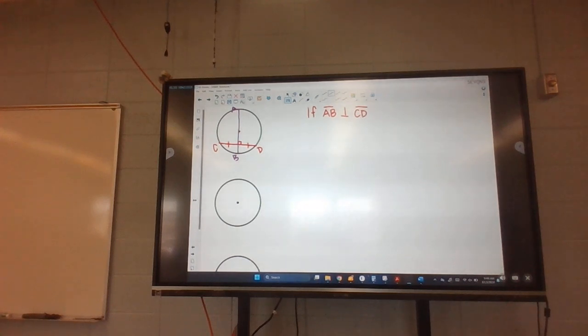So if AB is perpendicular, if you don't need the word, don't write it, it's fine. If AB is perpendicular to CD and AB is going to bisect CD, and remember, bisect means cuts in half.